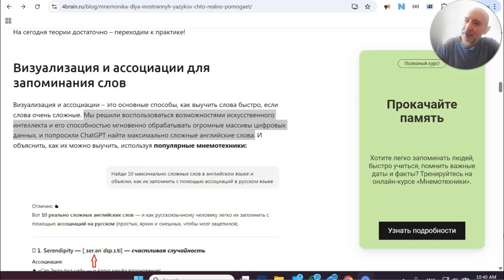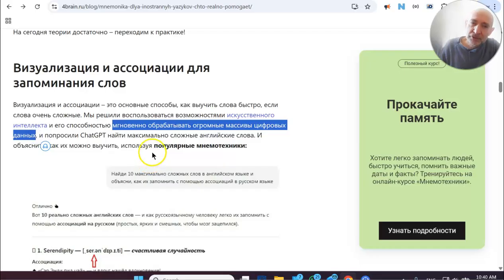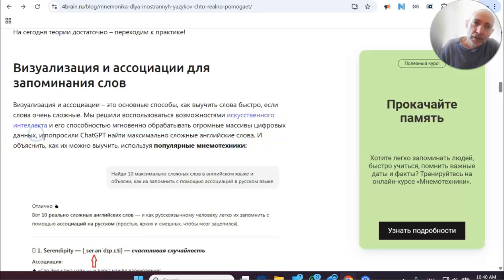Цифровых данных. Цифровых comes from цифра, digit. So цифровых means digital. Данных comes from данные, which is data. Therefore, мгновенно обрабатывать огромные массивы цифровых данных is going to be to process in an instant giant chunks of digital data. You will get it even better now when we translate this whole sentence.